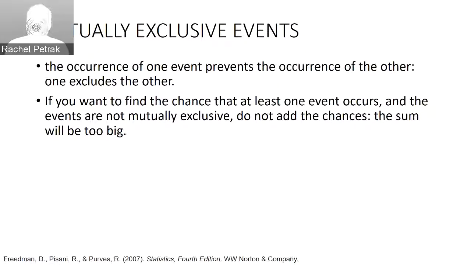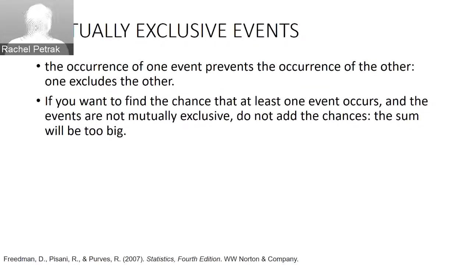Events can also be considered mutually exclusive. Now, this is a special category where the occurrence of one event prevents the occurrence of the other. One excludes the other. They can't both happen. I like the good example of this where it's a nice criminal justice example. When someone is charged with a crime like murder, there's possible charges.